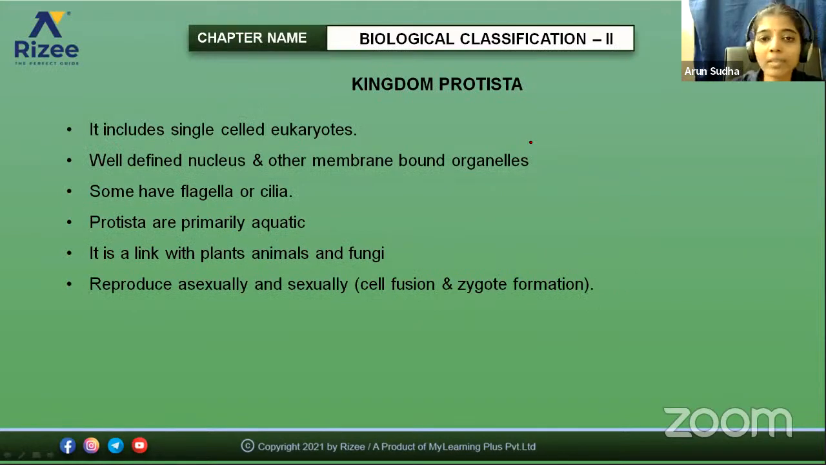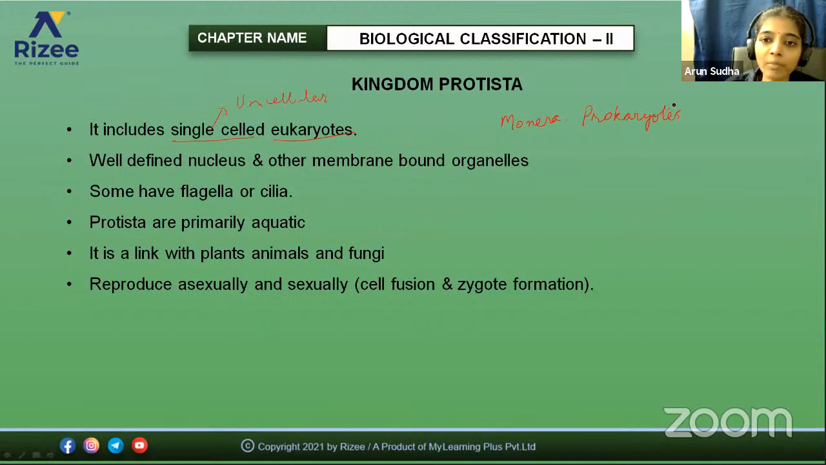So what do you mean by the kingdom Protista? It is the second kingdom. The first primitive one is the kingdom Monera, and the second is the kingdom Protista. We'll see the main organisms that come under it in detail. Kingdom Protista includes the single-celled eukaryotes. What do we mean by single-celled eukaryotes? They are unicellular but eukaryotes. The main difference between Monera and Protista is that Monera are also unicellular, but they include all the prokaryotes, whereas Protista are eukaryotes.